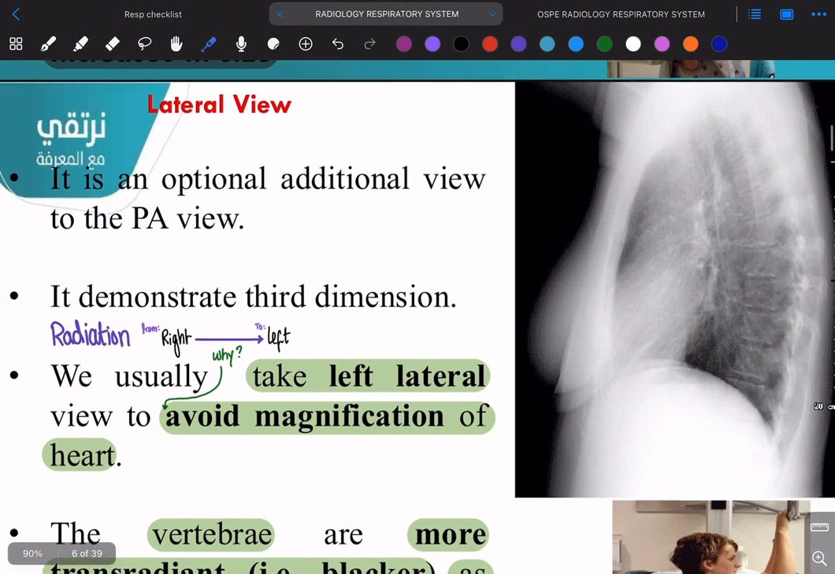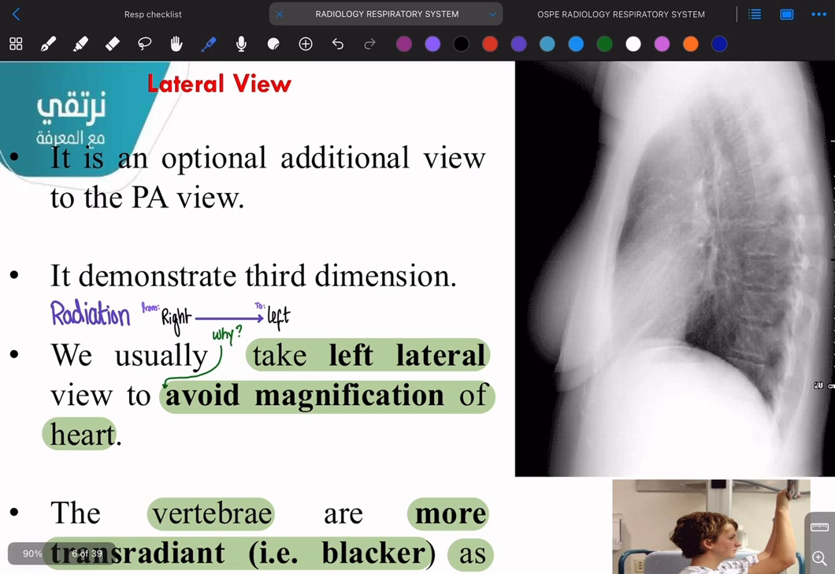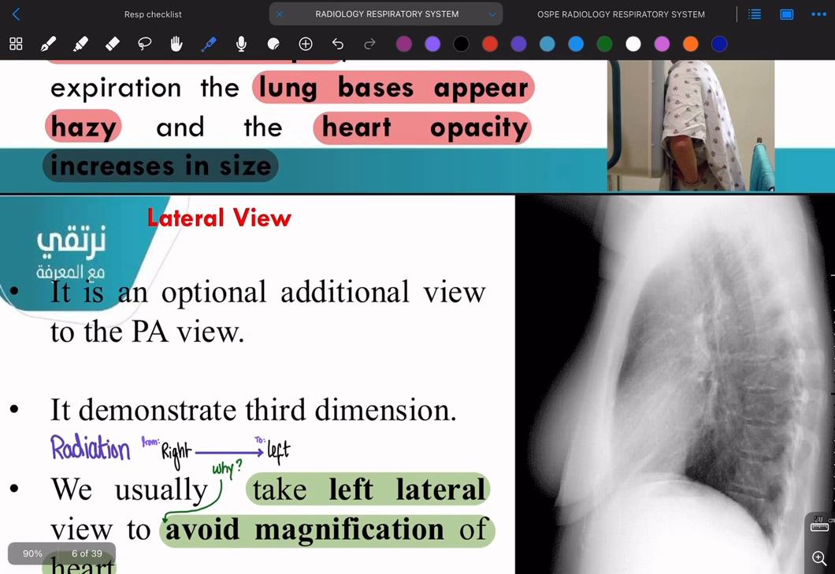Then the other view, the second view, is the lateral view. The lateral view, from its name, it's going to be from the sides, right? So we might say here, okay, since it's from the sides, then we can take it from either side, either right or left. No, we have to start from the right. Why? Because of the same problem that we faced here regarding the heart.